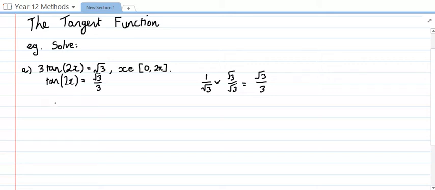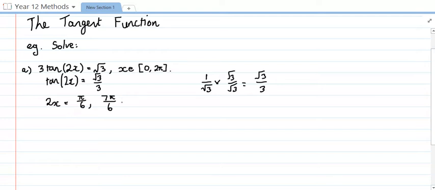And if we know the table of exact values, then we know that tan is going to be equal to root 3 on 3 when the angle is pi on 6. So what I'm going to do then is say that our angle there, 2x, must be equal to pi on 6. And we can get the same value again when we go around into the third quadrant. So the equivalent angle in the third quadrant would be pi plus pi on 6, which is 7 pi on 6.